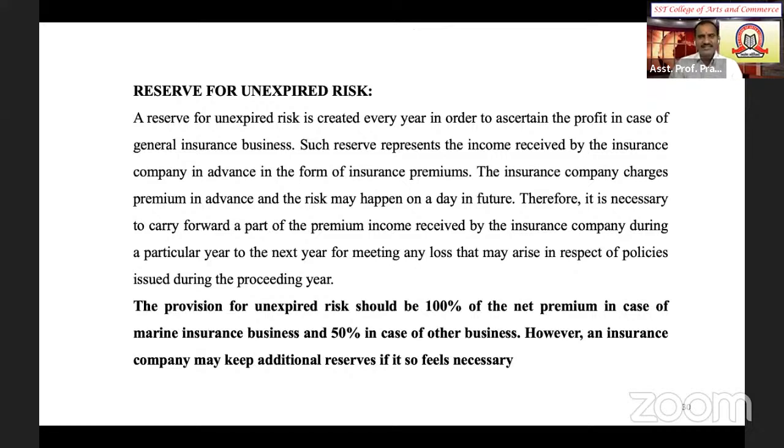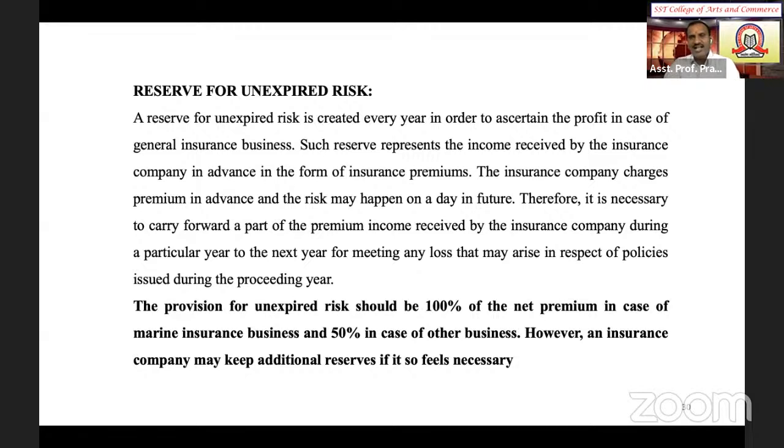So unexpired risks, my dear students: if in the future anything happens, we don't know in the future what will happen. So the company has to decide to create every year a certain amount from the net premium. And that amount is called unexpired risks reserve. So provision for unexpired risks reserve should be 100% of the net premium in case of marine insurance.